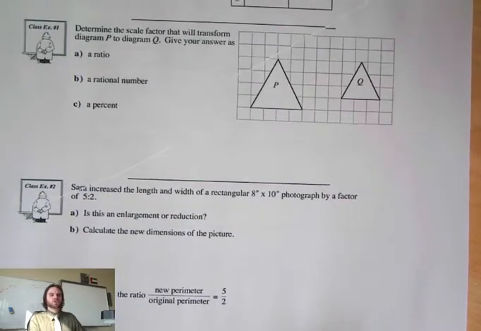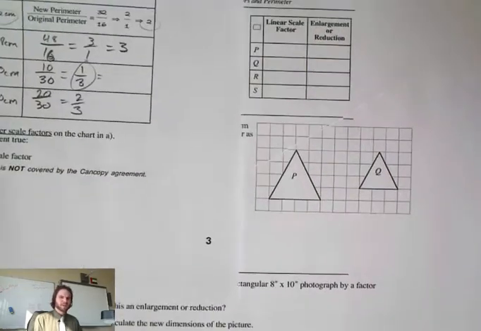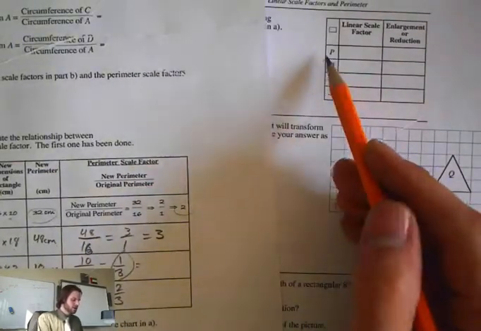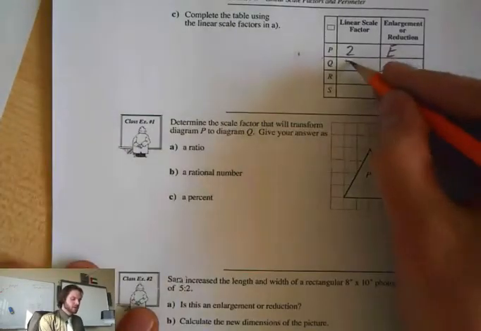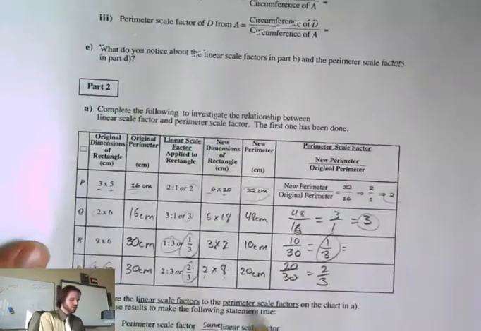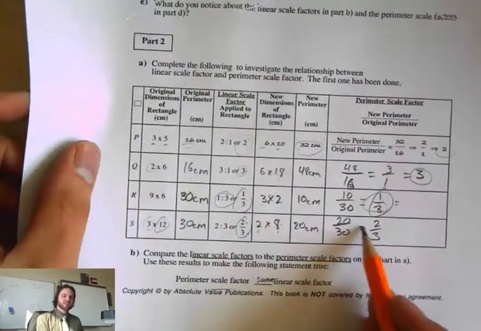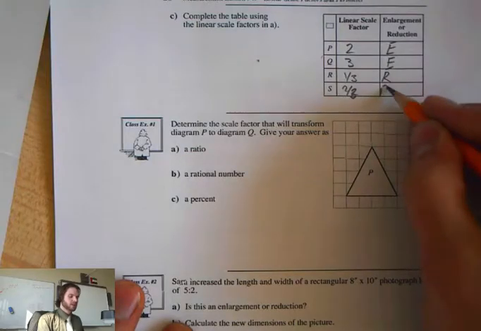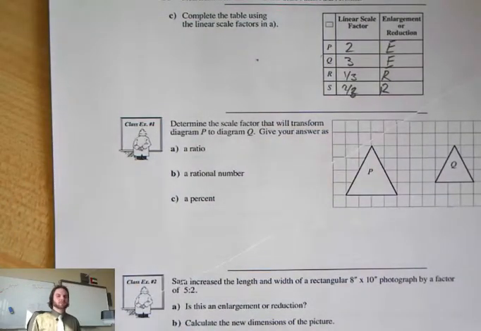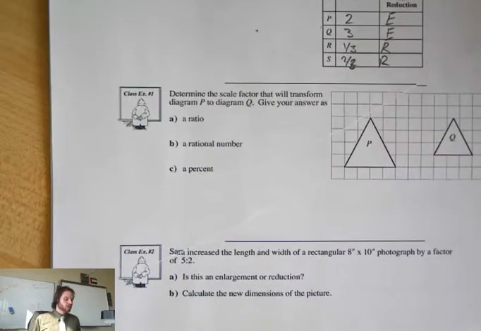Now, it wants us to look back at which ones are enlargements and which ones are reductions. So if I look at P, go back here, we can see here. P was a scale factor of 2, and that was an enlargement. Q was a scale factor of 3, and that was an enlargement as well. R was a scale factor of 1/3, and that was a reduction. And S was a scale factor of 2/3, which also was a reduction. So that might be able to help you find something. So if it's less than 1, it's a reduction. If it's greater than 1, it's an enlargement. Okay?